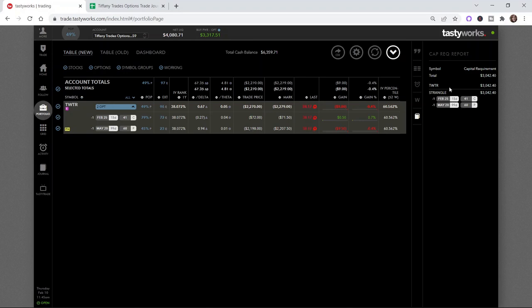Tastyworks is effectively treating this as a strangle, which is a short call and a short put, or a call and a put, depending on whether you're a buyer or seller, on a single position. In this case, they are in different expirations, but for purposes of buying power management, it is being treated as a strangle.